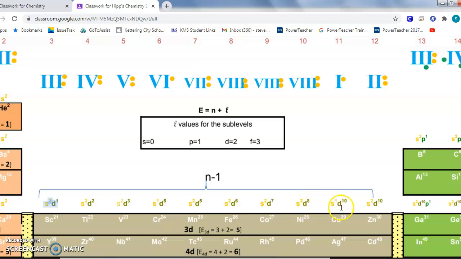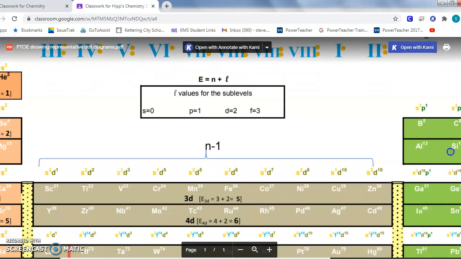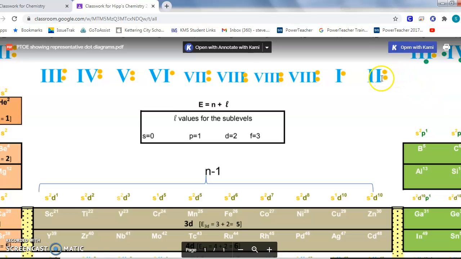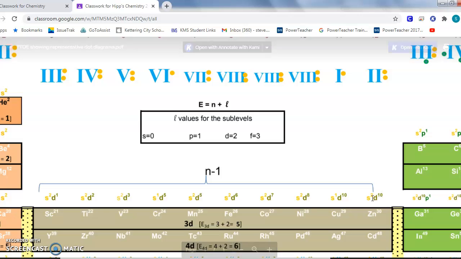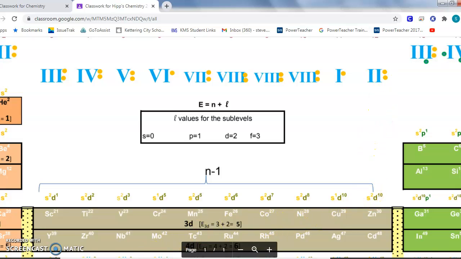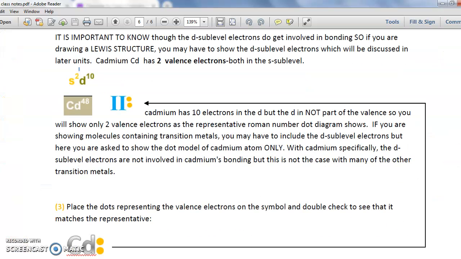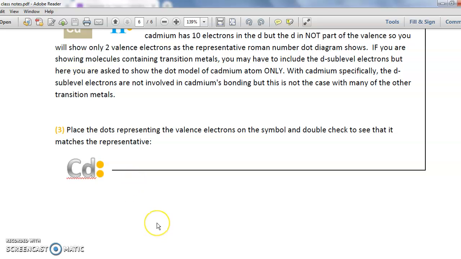Now when we get down to cadmium, which is right here, cadmium has 2 in the S, 10 in the D. Well, we don't dot the ones in the D. We just dot those 2 in the S. So above cadmium, the reason they went back to Roman 2 is because the D's full. No sense in telling you how many are in the D anymore. So they went back to telling you how many valence electrons it has. Roman 2, 2 valence electrons. So what should cadmium's dot diagram look like? It should have 2 valence electrons.